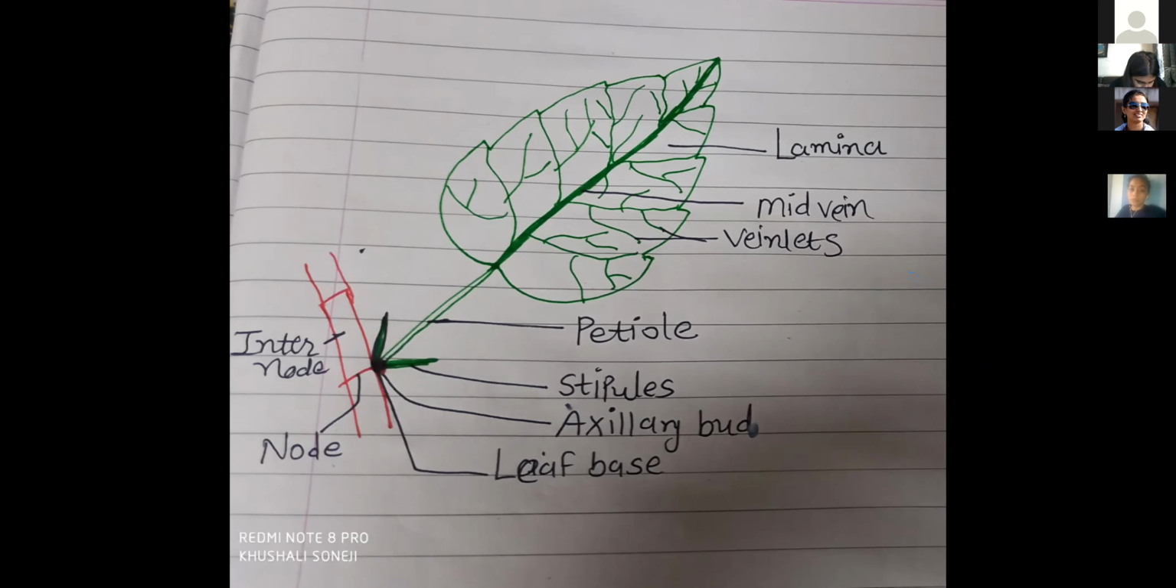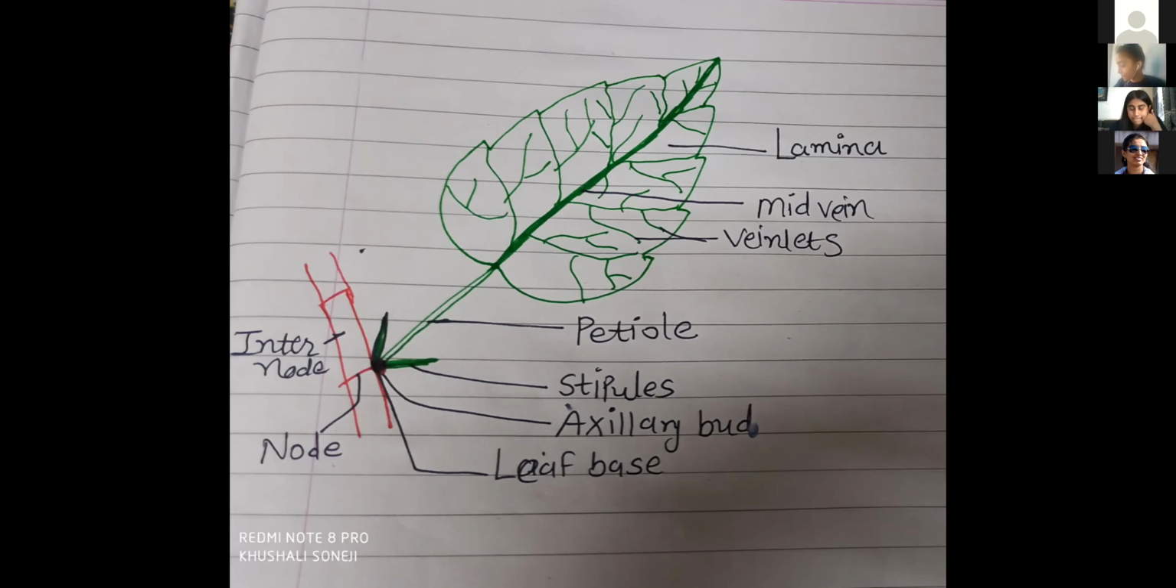Can you tell me what is the main function of leaf? Ayushi. Zil. Photosynthesis. Correct. Photosynthesis. This is the major function of the leaf that we call photosynthesis. It prepares the food for the entire plant body. So it is a vegetative organ.